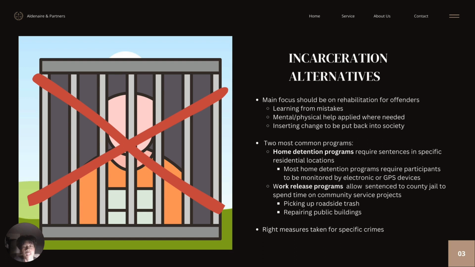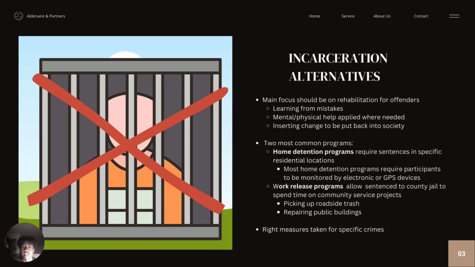Two of the most common programs that we have going on in America are home detention programs, which allow sentences to be served in specific residential locations like their home or other residential areas. This helps them serve their time and change themselves, but not in an environment like jail, where it's just a punishment and they don't really get much change out of it or anything to better themselves. Of course, there are limits, like requiring the participants to be monitored with GPS devices, but I think this will help a lot.